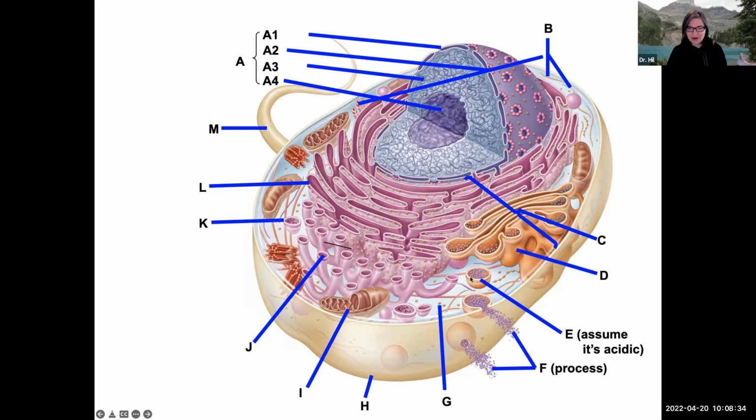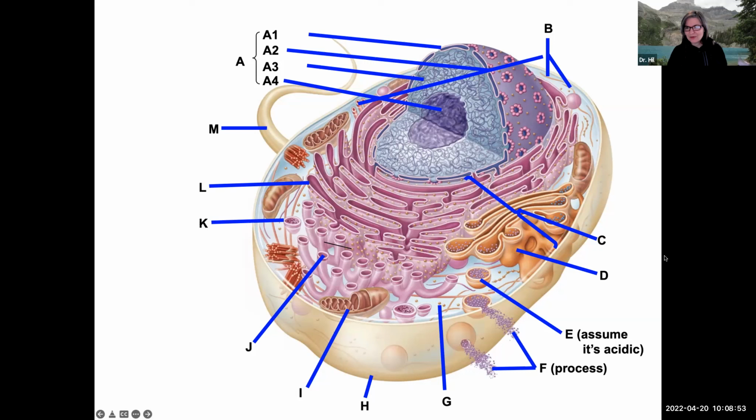E is this little pouch coming off of the Golgi, but notice this part, it says it's acidic. So it's a specific type of what this is. And we're going to ask Mai to tell us what she thinks. Oh, is it a lysosome? It is a lysosome. Good job.